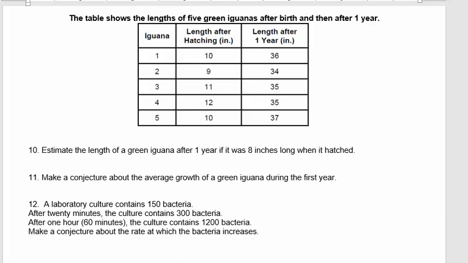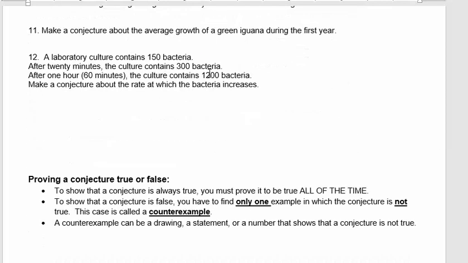And then number 12 is not about the iguanas. It's a question about some bacteria. So you have to answer this question about how fast the bacteria increases. If it started at 150, after 20 minutes it was 300, and after 60 minutes it was at 1200. So see if you can figure out the pattern there and say how fast the bacteria is increasing.